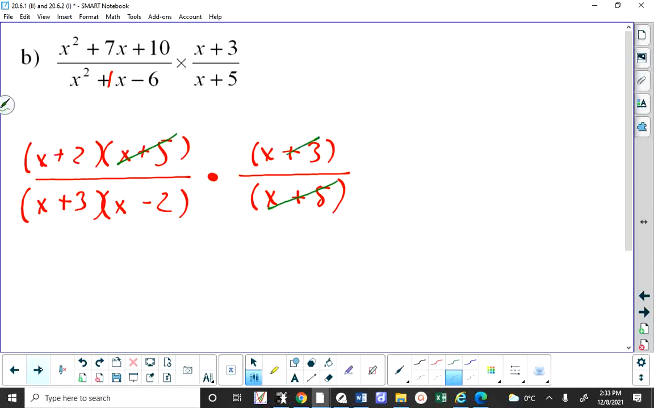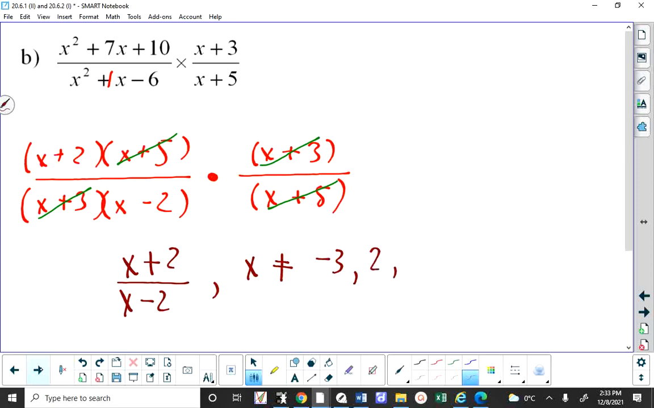It's time to slash and burn. Anything that's identical on the top anywhere with something identical on the bottom somewhere can be canceled. So I'm left with x plus 2 over x minus 2. My non-permissible values are negative 3, 2, and negative 5. Let that second part sink in: the non-permissible values are -3, +2, and -5.